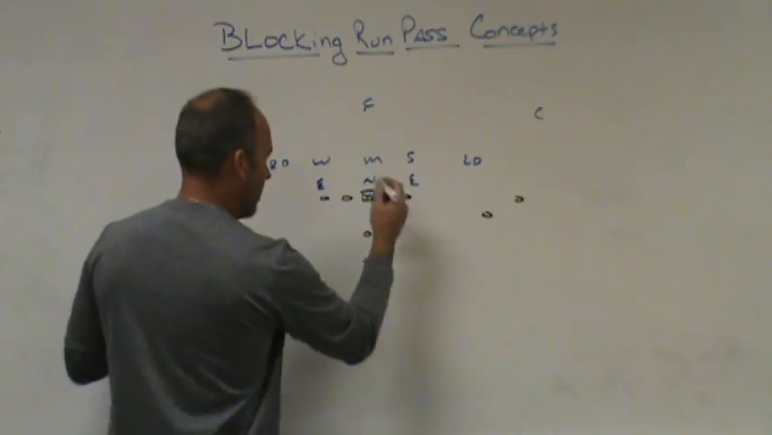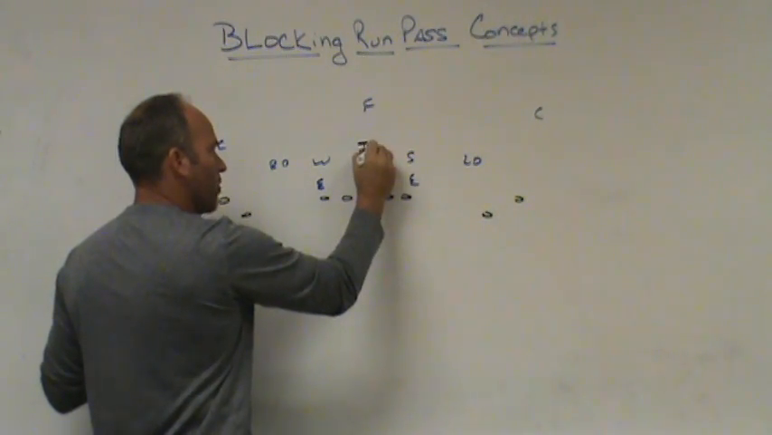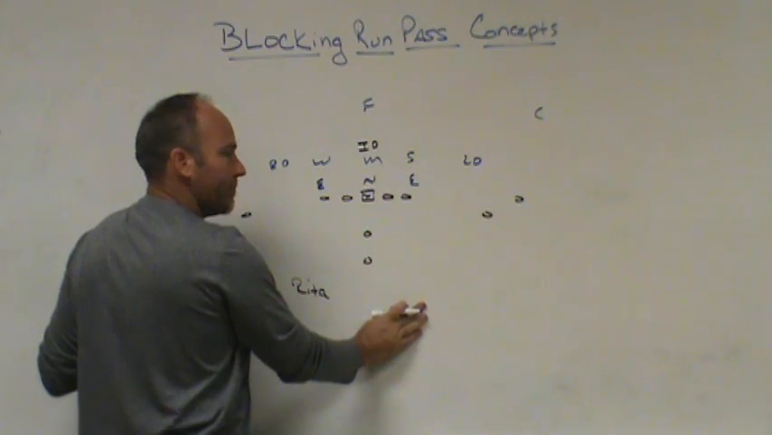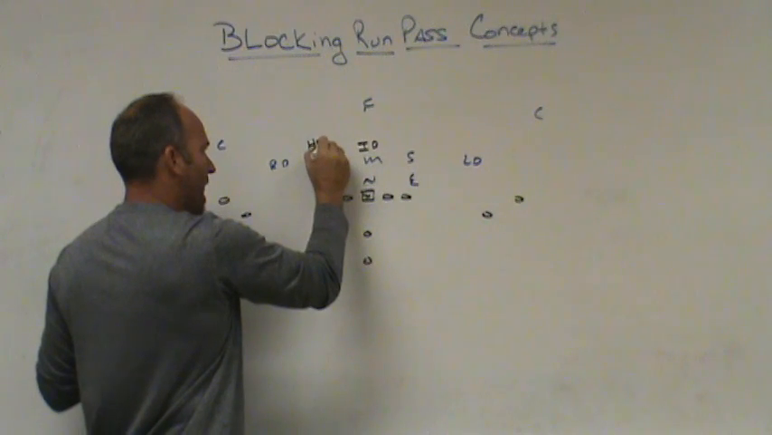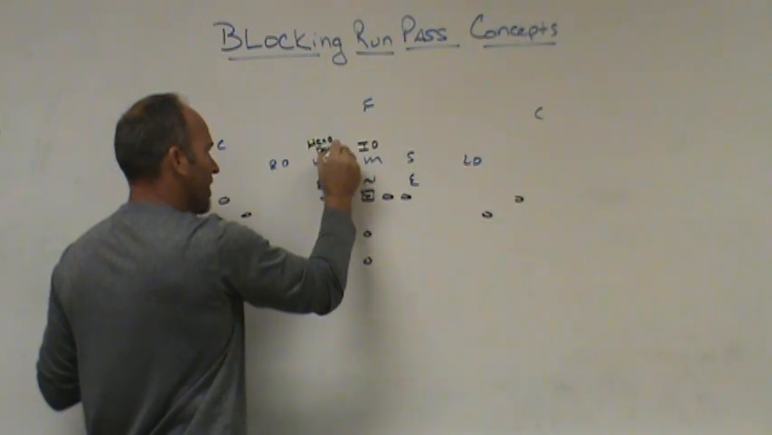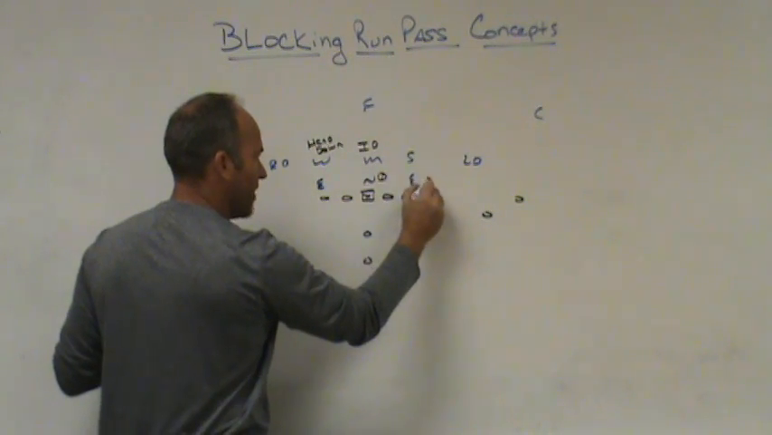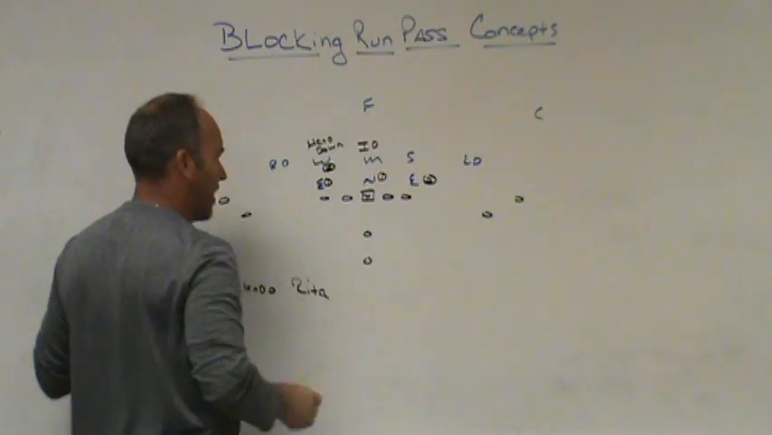So here's the stack. So we ID Rita, so my center is going to declare, that's going to be the backer we ID. Okay, this is going to be the first guy behind the backer we ID. So technically in an odd front, he's the guy with his hand down. So here is one play side, here is two play side, here is one backside, here is two backside.